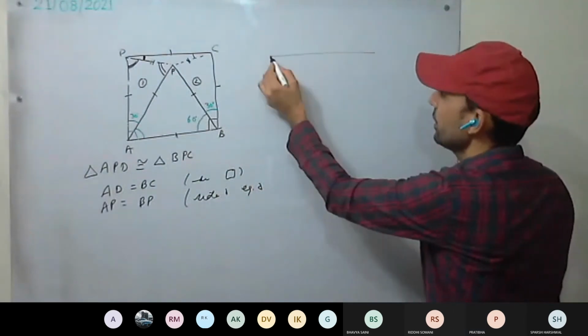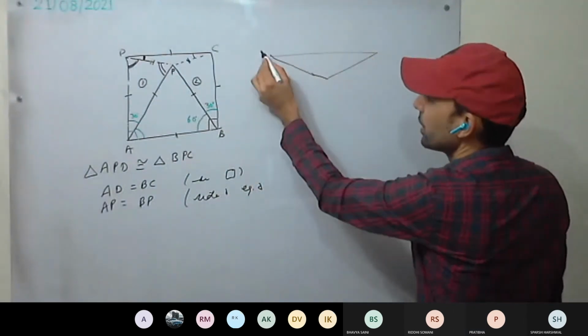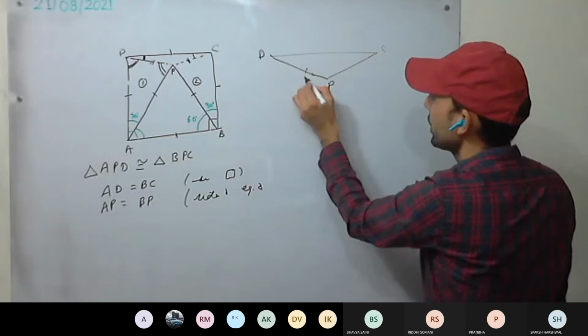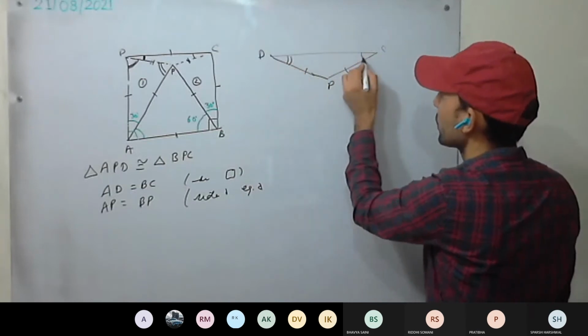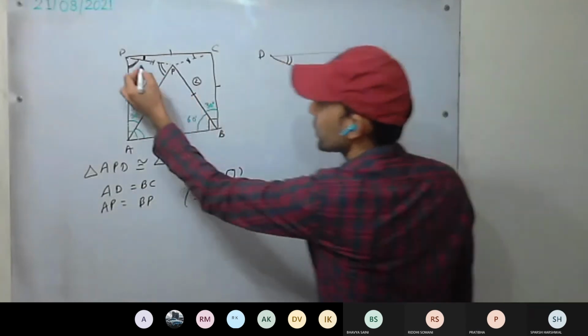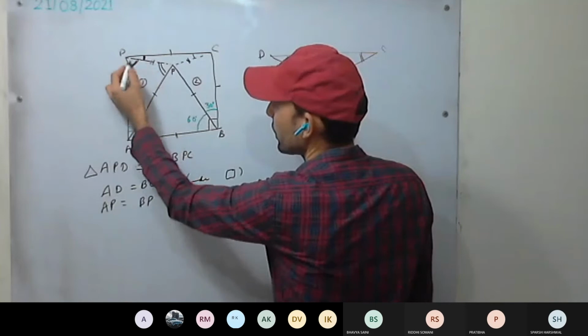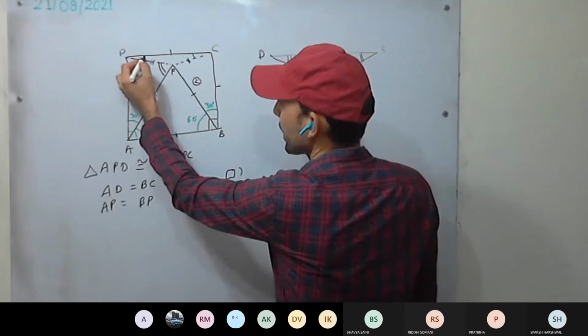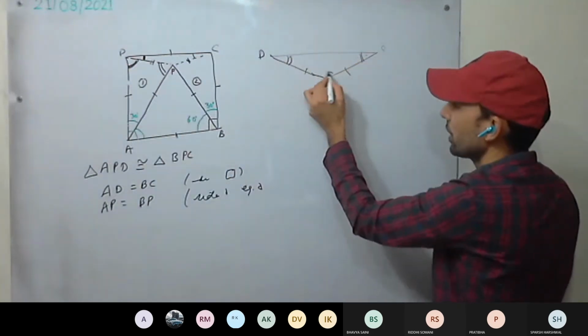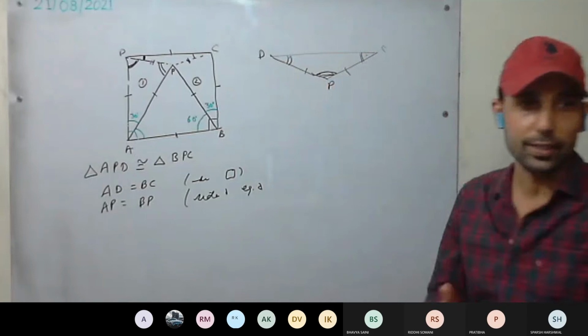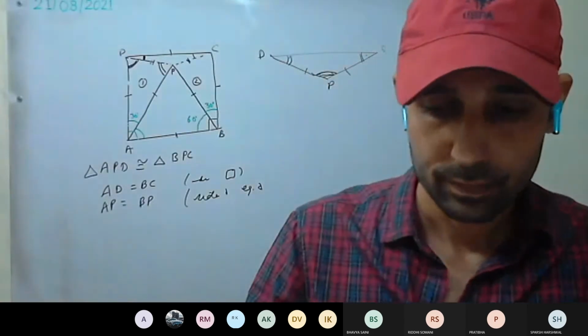So this is the triangle you are getting, DPC. These two are equal, it means this angle equals this angle. And this angle you already found out. So 90 minus this angle will give this. This you have found. Now you can easily calculate this angle. It's fine now.